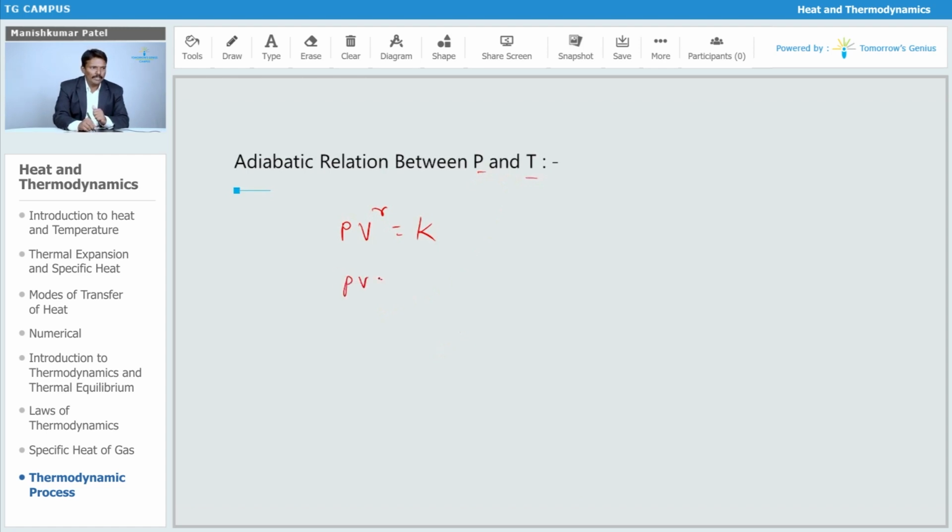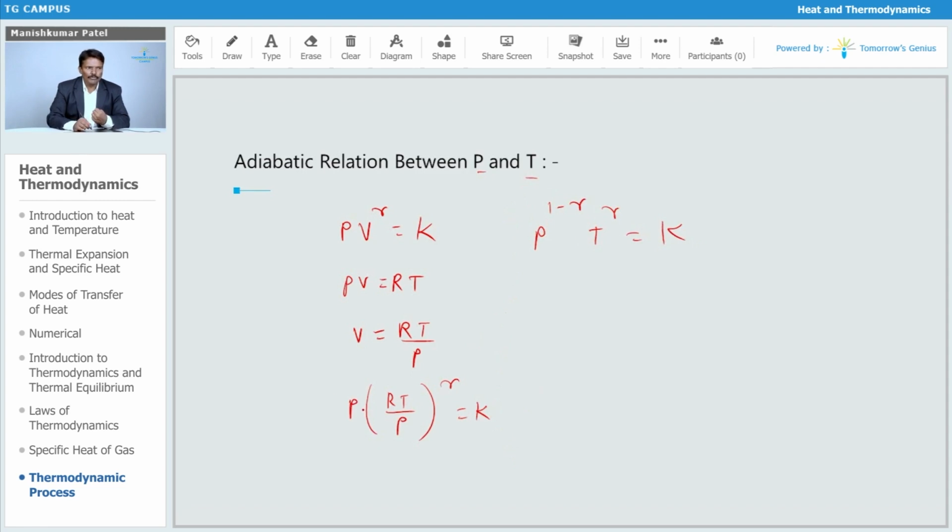So this is PV = RT, so V = RT/P. Keep this P as it is, then this is (RT/P) raised to gamma equals K. So for this particular case, this is P to the power 1 minus gamma, and again T raised to gamma, equals some constant K. This is how we can find the relation between them.